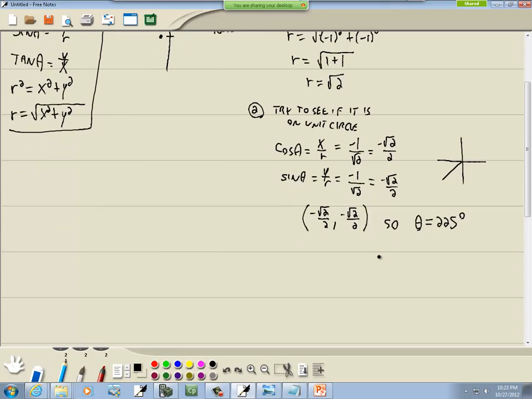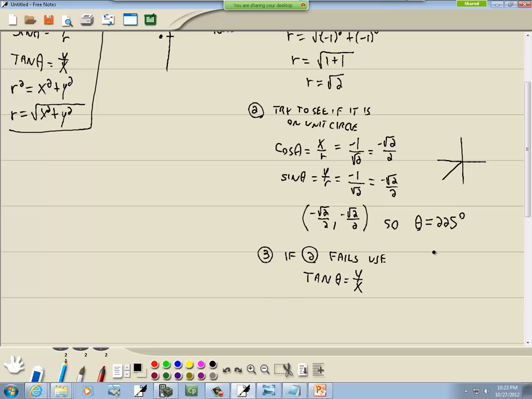Now, if that doesn't work on the unit circle, I'll go ahead and put it here. If step 2 fails, then use tangent theta is equal to y over x. And we'll look at some problems dealing with that.